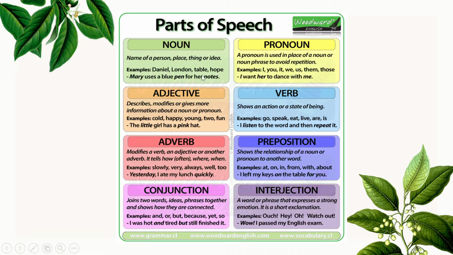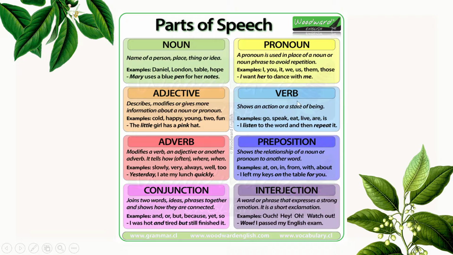Right. The third category would be adjective. An adjective describes or modifies or gives more information about a noun or pronoun. Here, the noun we're talking about is this girl, so little is an adjective that describes the girl. Here we have another noun, hat. Pink here is an adjective because it's describing the hat, which is pink.